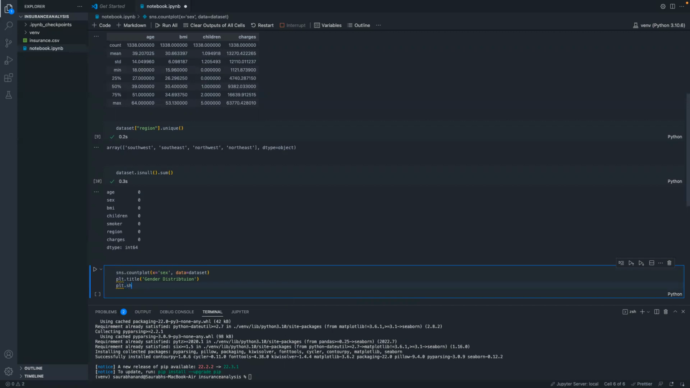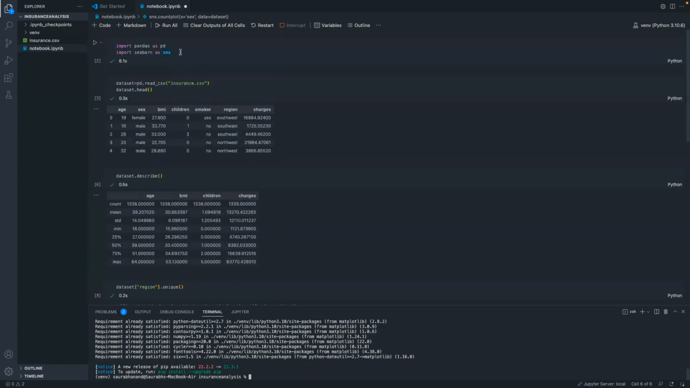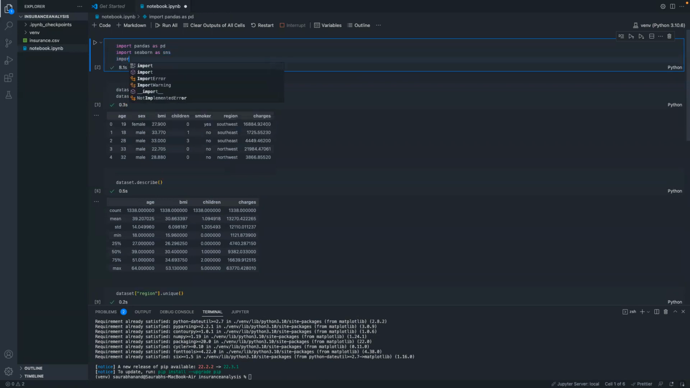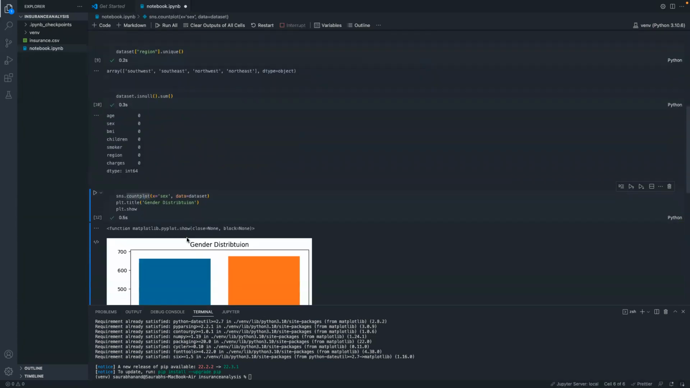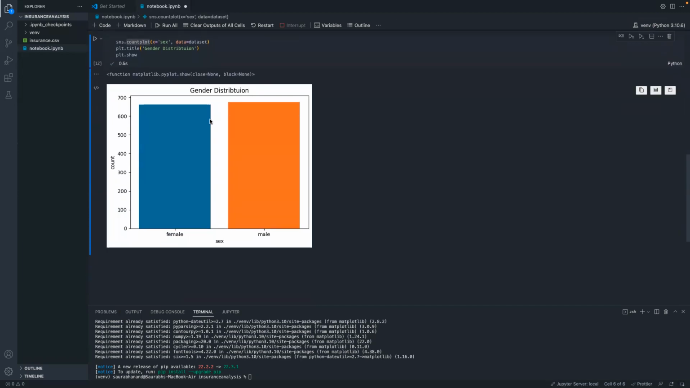I'm getting some error with plt, because I think I haven't imported matplotlib. No problem. We'll just install matplotlib to my virtual environment, and then I'll do an import matplotlib dot pyplot as plt. So I think now this should work. Yeah, you can see the overall gender distribution that we have here.